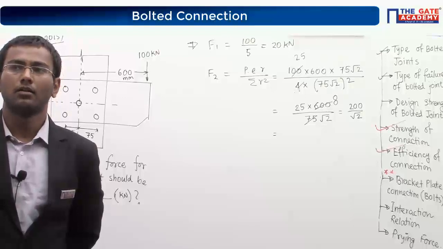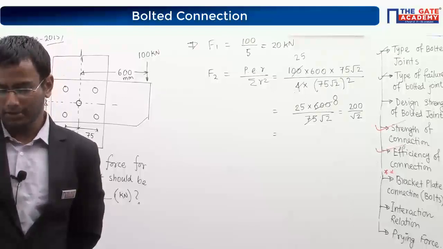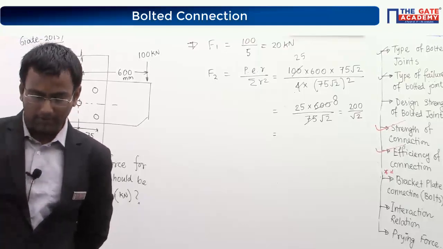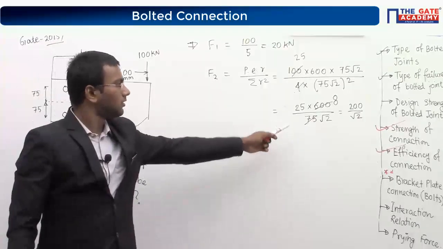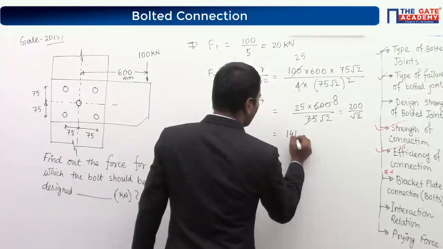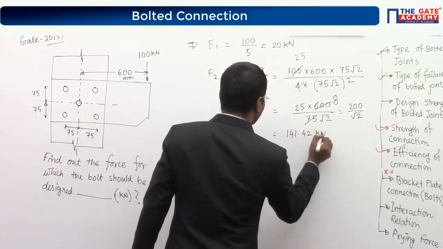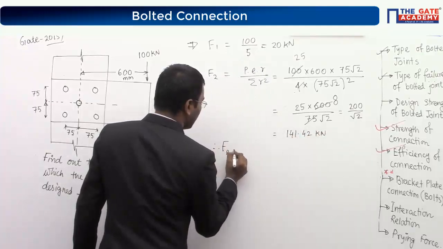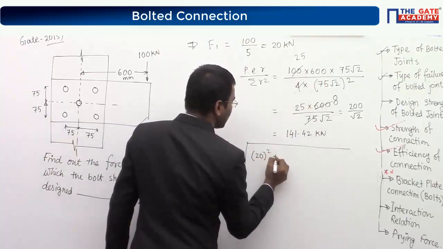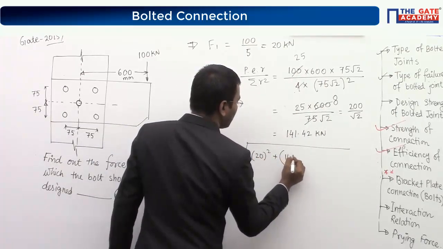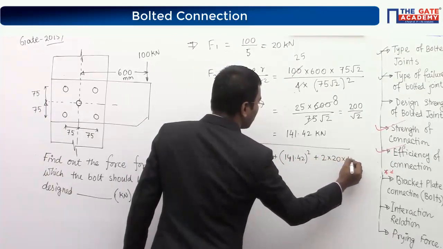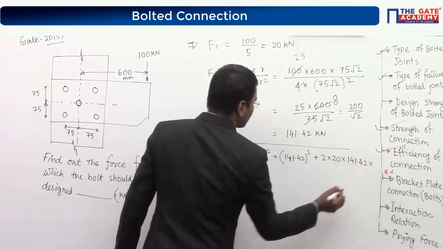156. Probably correct. Probably. I did not exactly remember the answer. Can you tell me this answer? This one. 200 divided by root 2, 141.42 kilonewton. So from here, resultant force Fr will become under root of F1, which is your 20, square, plus F2 141.42 whole square, plus twice into 20 into F2 141.42 into cos theta.